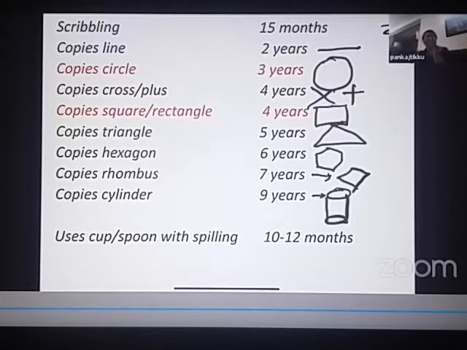So he can copy a line at the age of 2 years, a circle at 3 years, a cross or a plus at 4 years, a square or rectangle at 4 years, a triangle at 5 years, a hexagon at 6 years, a rhombus at 7 years, and a cylinder at 9 years.